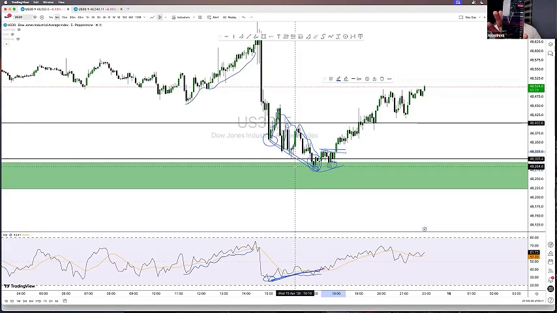Can you see my entry points? Can you see all my entries? Can you see the exact entry points?